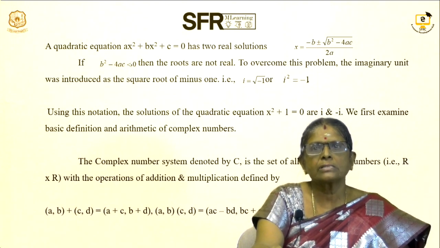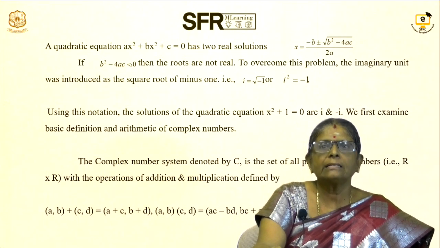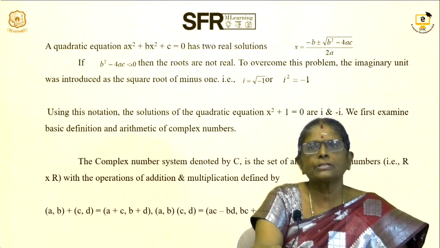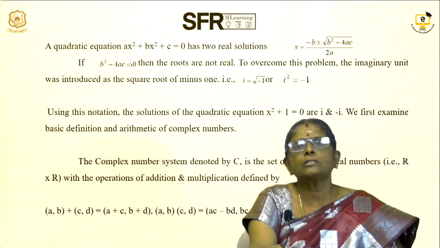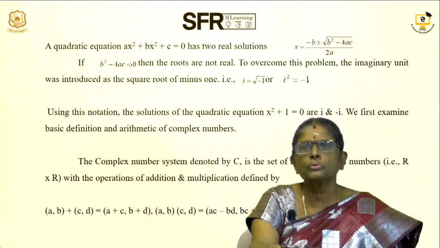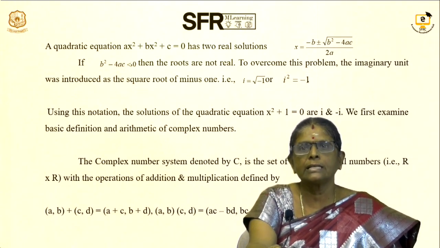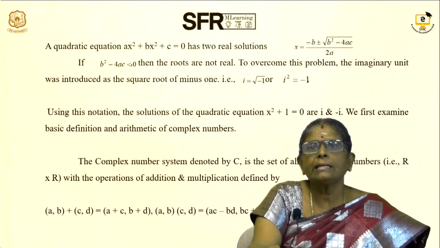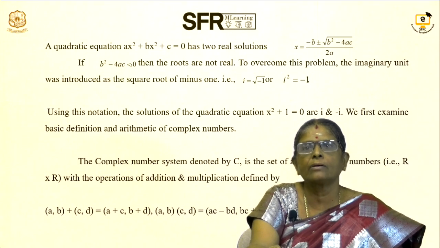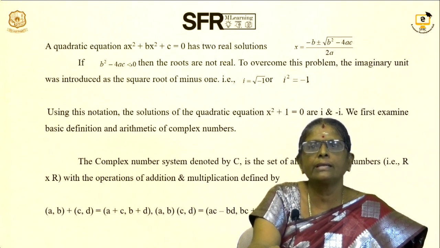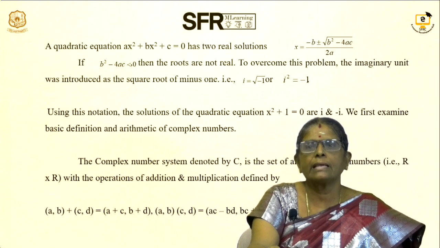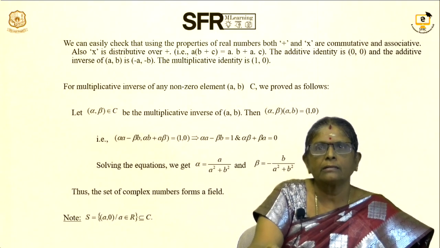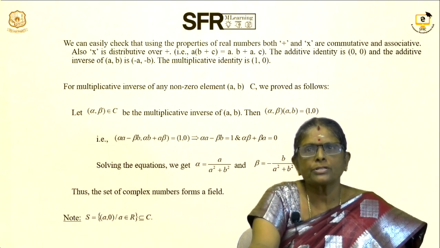Usually the complex number system is denoted by C, and it is the set of all ordered pairs of real numbers with the usual operations of addition and multiplication, which are defined as follows. (a, b) plus (c, d) equals (a plus c, b plus d). And (a, b) times (c, d) can be written in the form (ac minus bd, bc plus ad). And next, we can check the operations, multiplication and addition.